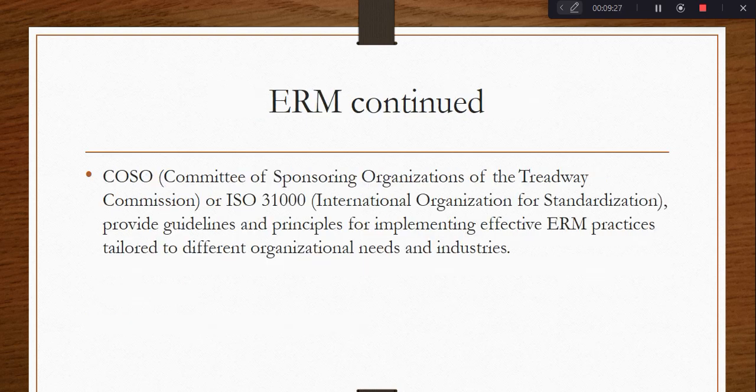Now we saw COSO and ISO. These are two organizations: the Committee of Sponsoring Organizations of the Treadway Commission and the International Organization for Standardization. These two are the committees, or basically the makers of the ERM practices. They make ERM practices for the organizations, and we need to follow them.